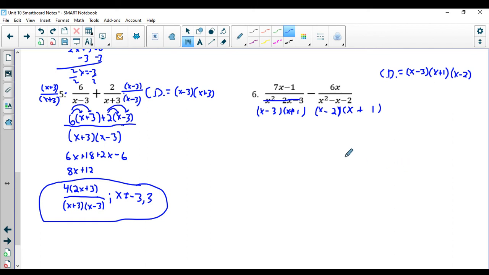So now that we have that, again, we multiply by the missing factor. The first fraction has x minus 3 and x plus 1. It's missing x minus 2. So I'm multiplying top and bottom of the first fraction by x minus 2. The second one has the x minus 2 and the x plus 1. It's missing the x minus 3. So we multiply top and bottom by x minus 3. So we put our entire common denominator on the bottom.